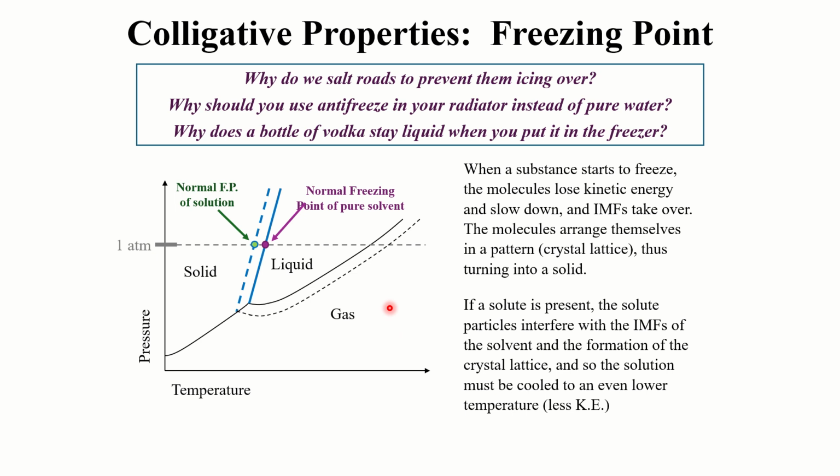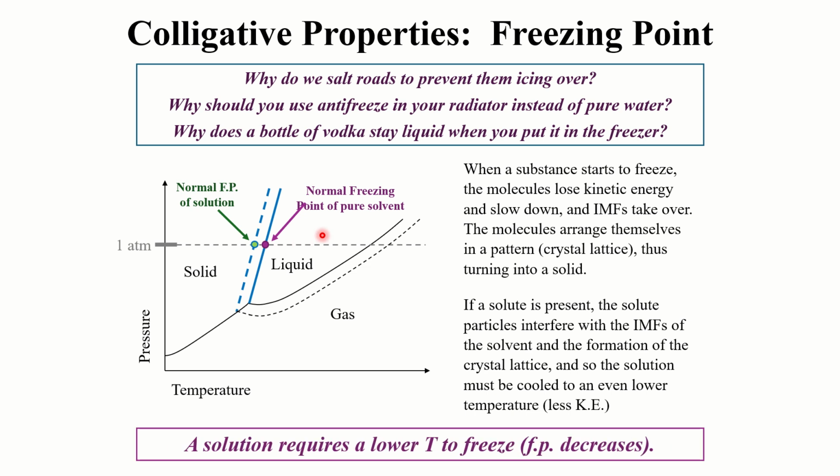They get in the way of those solvent molecules packing together and forming that nice orderly pattern, that crystal lattice. And so because of this, the solution must be cooled down even further. You need to remove even more energy to slow these molecules down further to get them to pack together and form that crystal lattice. So thus, we see then that a solution requires a lower temperature to freeze. Freezing point decreases, or we call this freezing point depression.